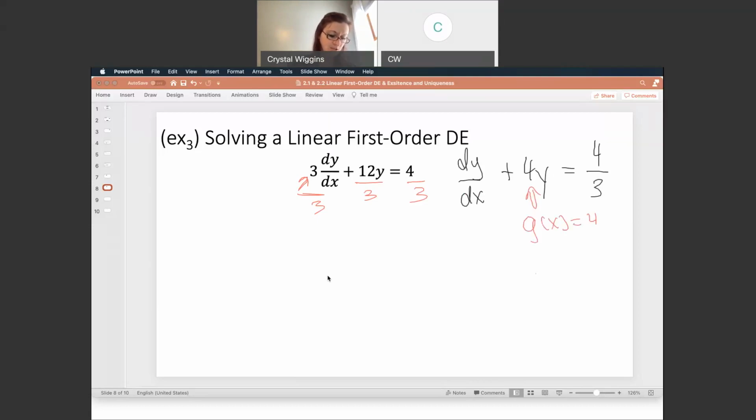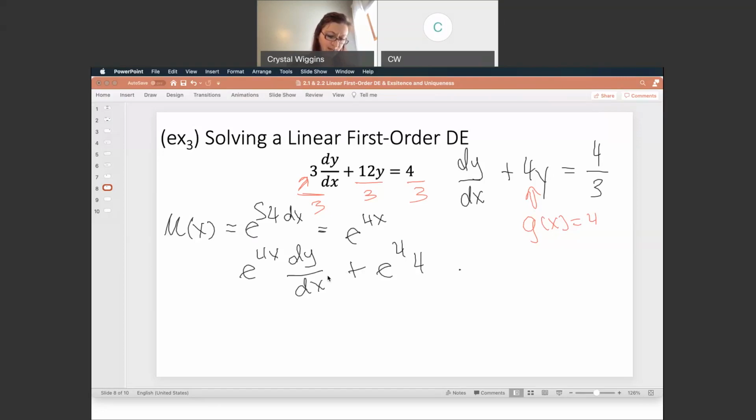Step two, identify g of x and calculate the integrating factor. Okay, so we find that our integrating factor is e to the 4x. Again, no plus c is needed for the integrating factor. Then we multiply that on both sides. So we get e to the 4x times dy dx plus e to the 4x times 4y is equal to 4 times e to the 4x on the right side.